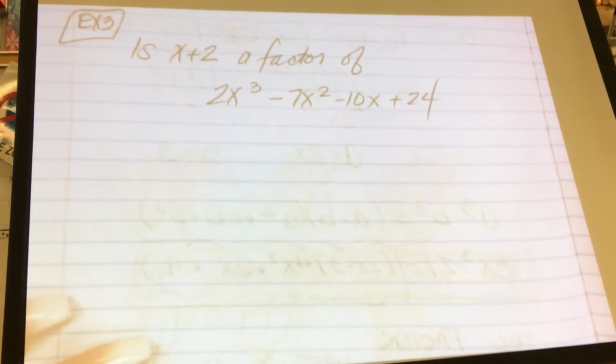Is 6 a factor of 12? I know you guys are still copying this down. Is 6 a factor of 12? Yes, why? Is there a remainder? No. Is 5 a factor of 12? Why not? Because there's a remainder. Is 12 a factor of 24? Why? Because there's no remainder.